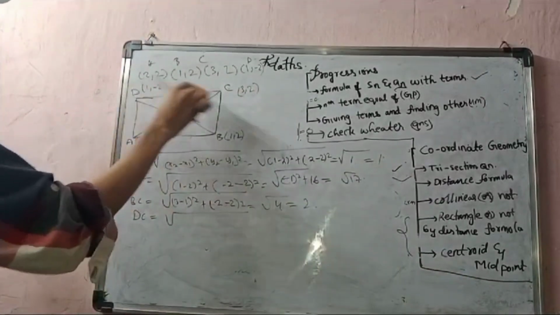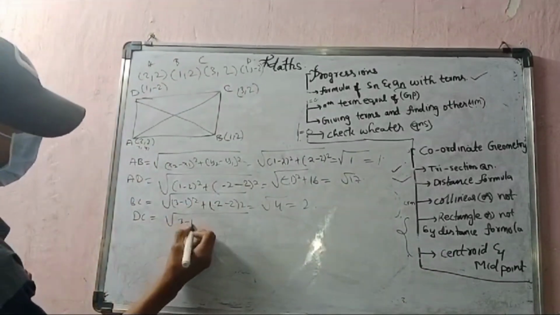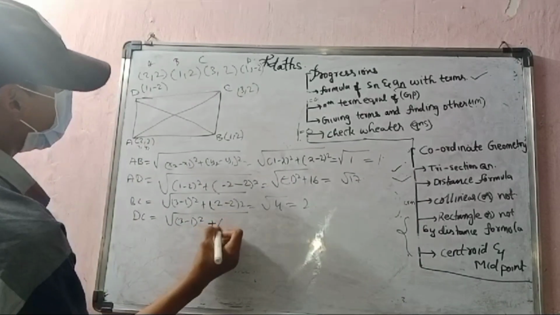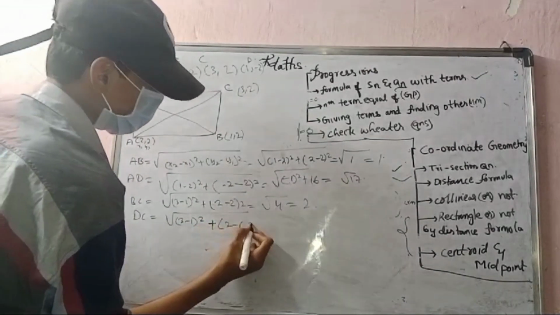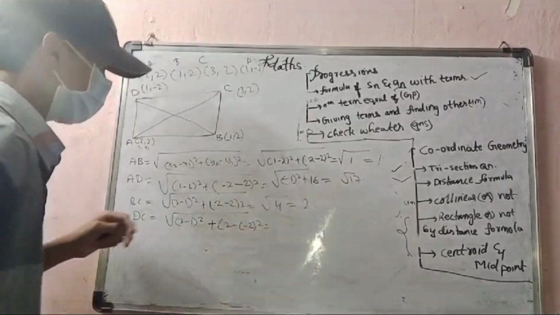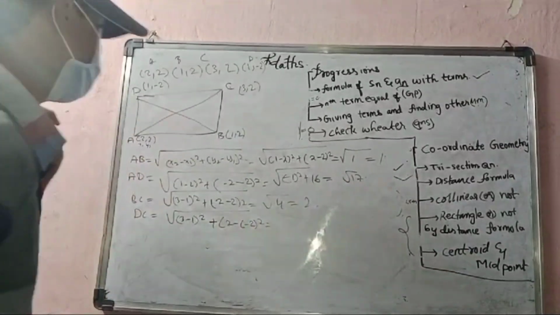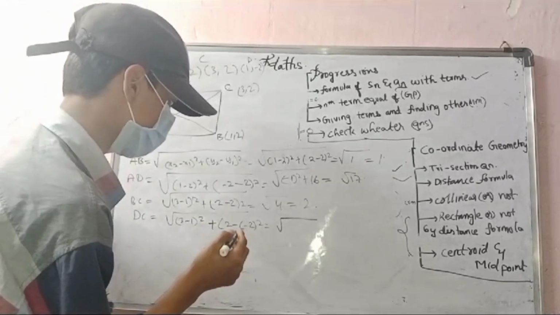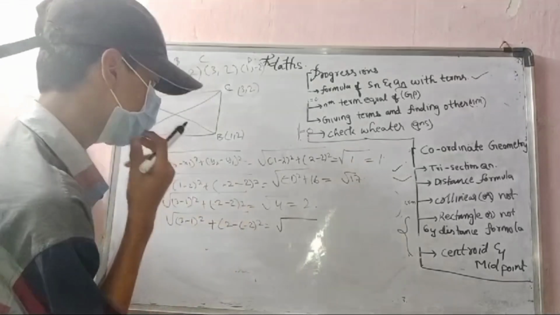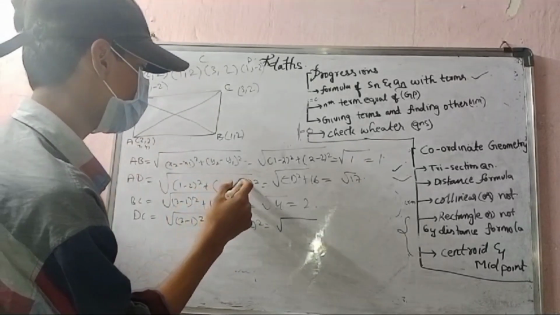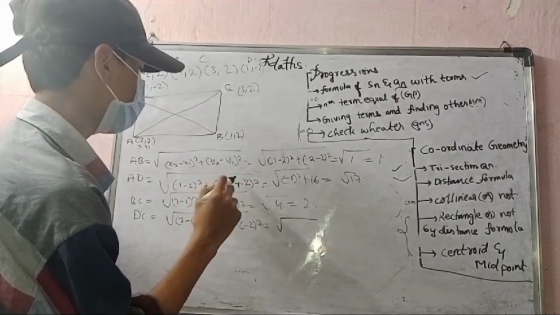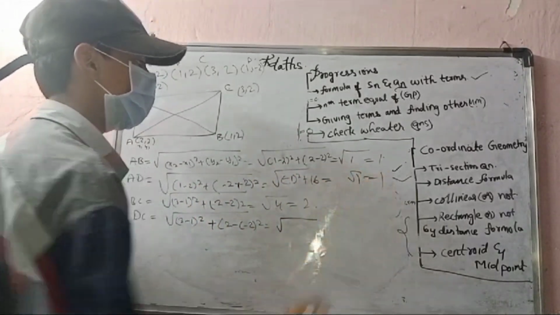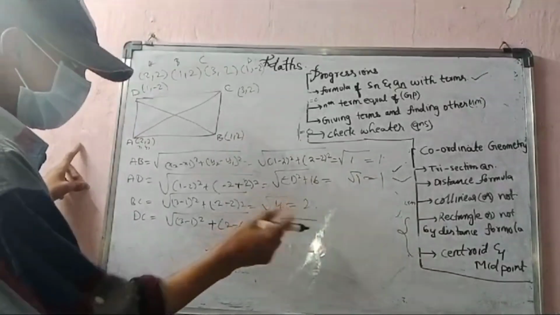DC means (3 minus 1) whole square plus (2 minus of minus 2) whole square. Okay, 2 minus of minus 2 whole square. Here, wait, we have made some mistake. Minus 2 minus of minus 2 plus 2: minus 2 plus 2 is 0, 0 minus 1 is 1. Root 1 will be 1. Okay, clear? Now here it is completed.